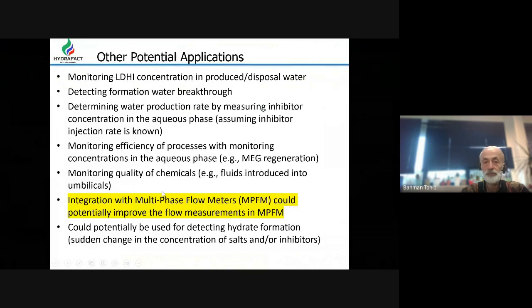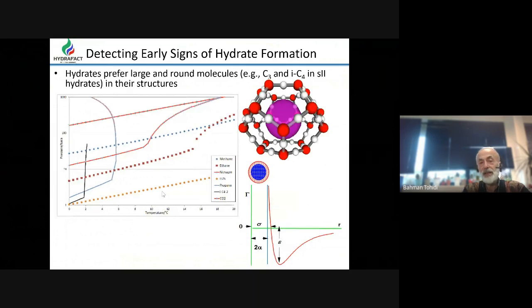So, detecting early signs of hydrate formation. If you look at pure compounds, their hydrate formation potential. This is for H2S. This is IC4. This is C3. This is ethane. This is methane. This is, I think, CO2. This is CO2. This is nitrogen. Which component is more likely to form hydrate? Which one has higher affinity for hydrate formation? H2S. See that?